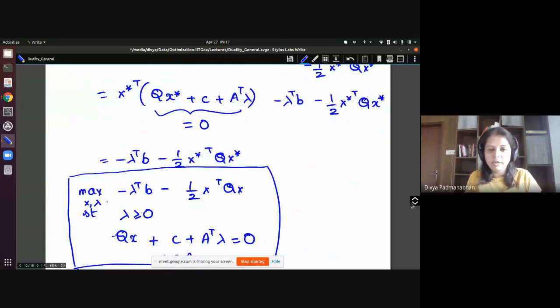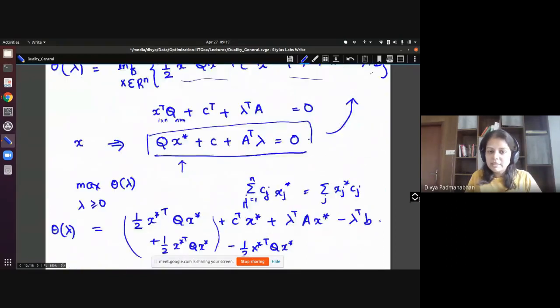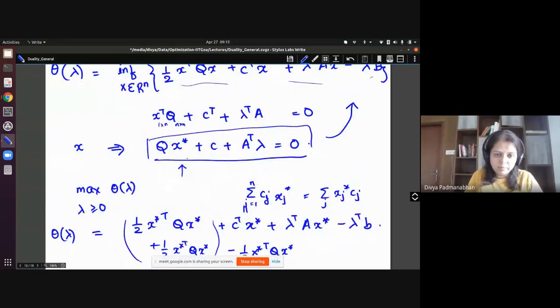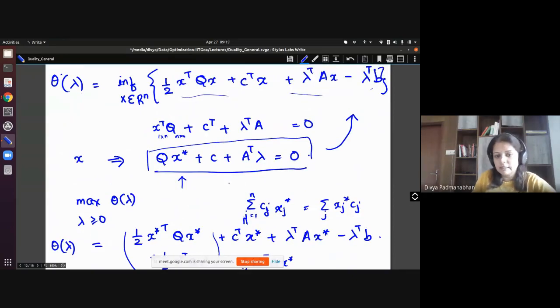We did an unconstrained optimization, and one thing is this was indeed the optimum. If you got an x star such that this was satisfied, that would indeed minimize this problem, because this was the gradient, and the second derivative of this function with respect to x is just Q, which is positive semi-definite. So this is guaranteed to minimize the dual function.